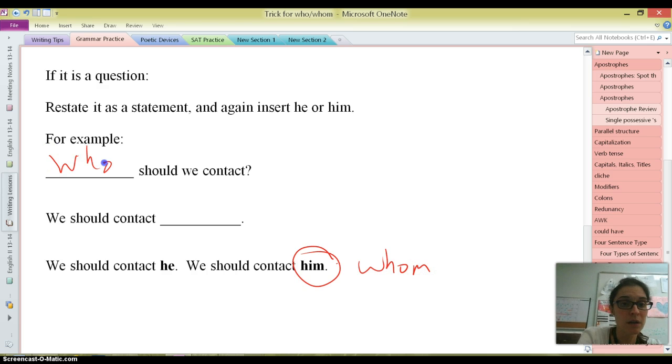Therefore, whom is my blank. Whom should we contact? Okay, so again, turn a question into a statement. Try he and him. He goes with who. Him goes with whom. Okay, so that is my trick. You can also consult your grammar book. It's chapter 11.3 for further practice and explanation.